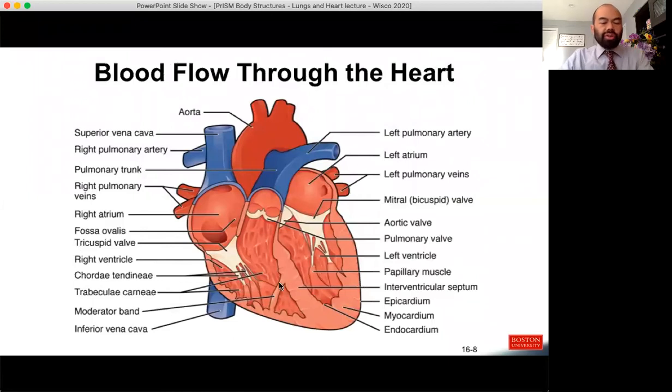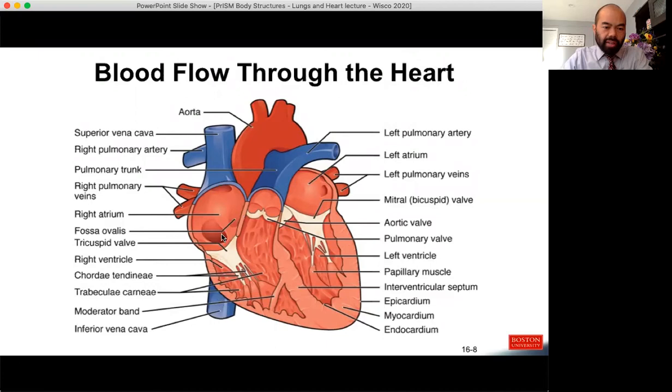Okay, so these are the structures involved with blood flow through the heart, which we just covered. And so we're just going to review that quickly. Blood flows into the right atrium via the inferior vena cava or the superior vena cava, or the coronary sinus, which isn't shown here. So here's the right atrium.